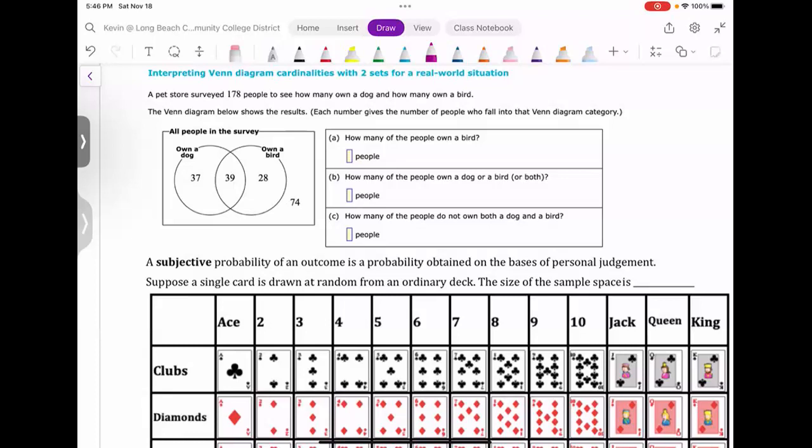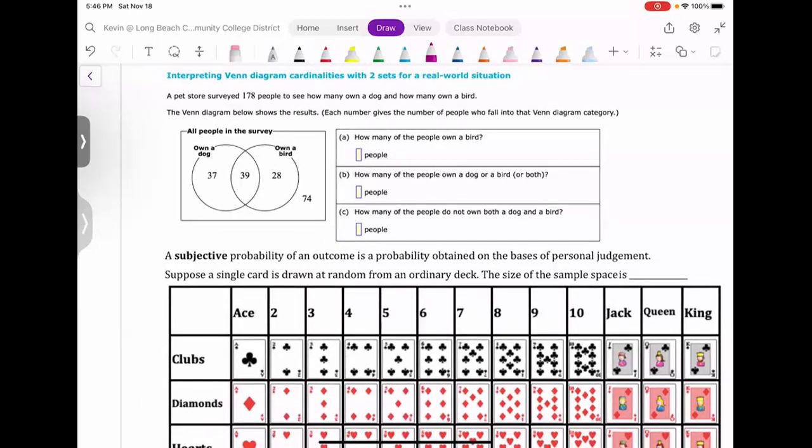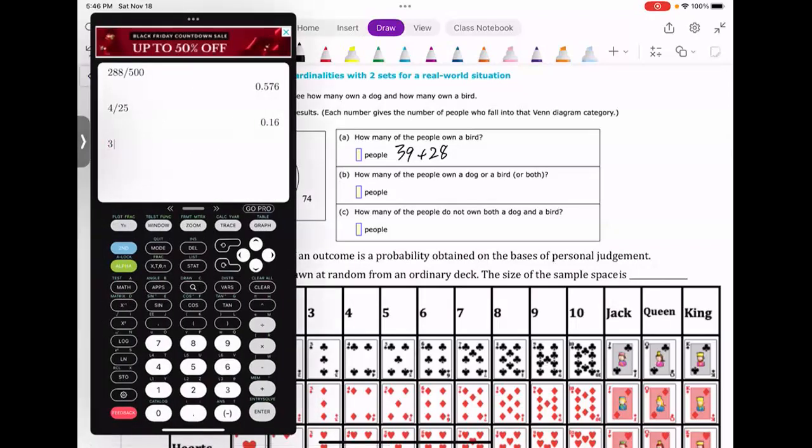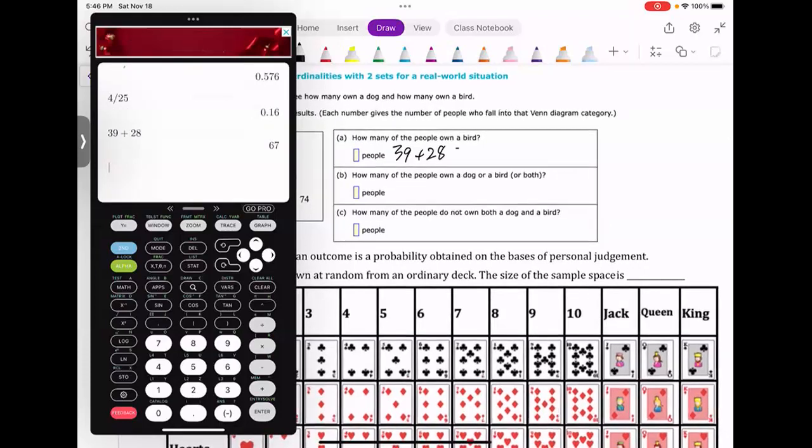Everyone in that circle is going to own a bird. So that's going to be 39 plus 28. 39 plus 28. 67 own a bird. You, of course, don't need to write in the 39 plus 28. You just put in the 67.